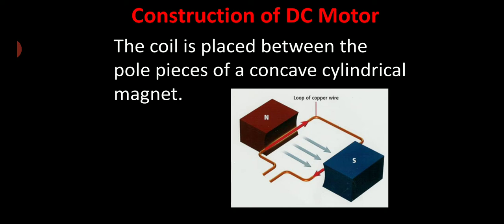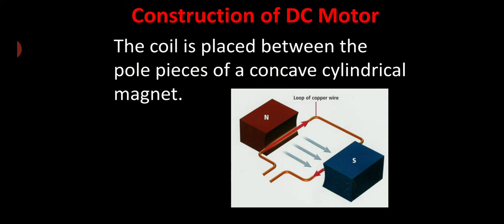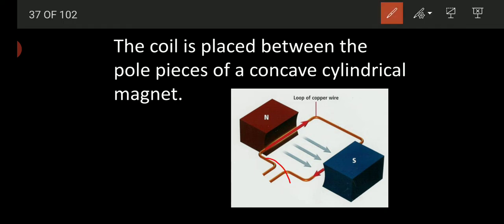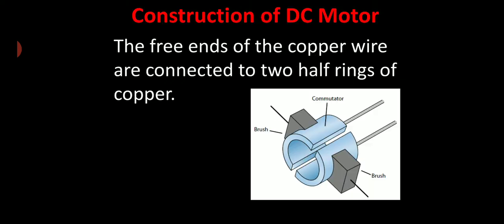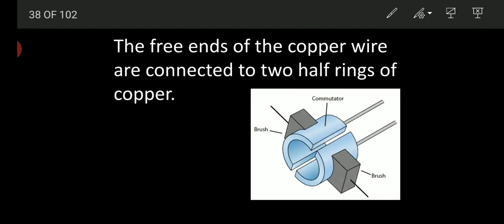So it is placed between the north and south pole of the magnet. And the free ends of the copper wire, here you can see these two ends, are connected to the two half rings of copper. Here you can see the split rings. It is also called split rings. These free ends are connected to the split rings.